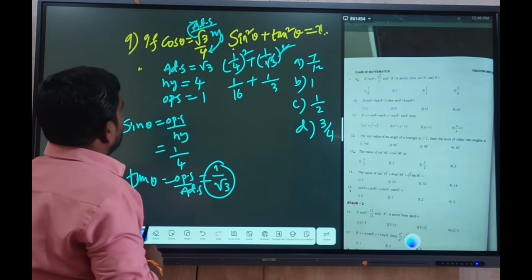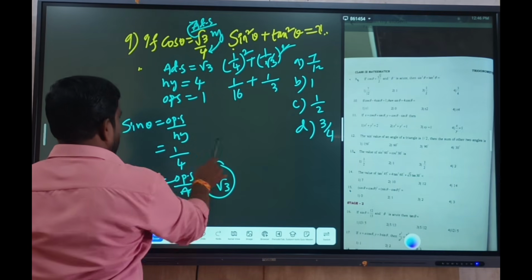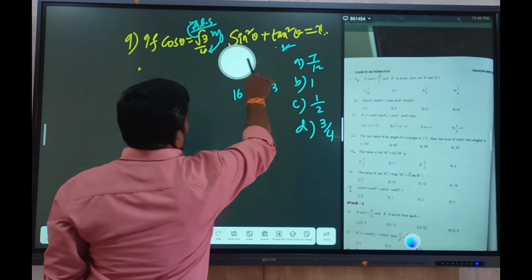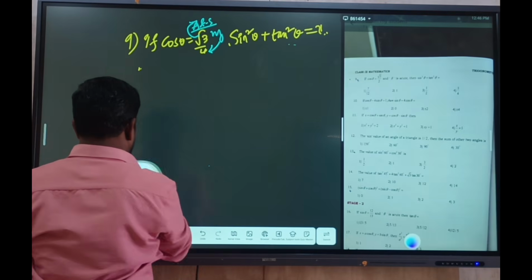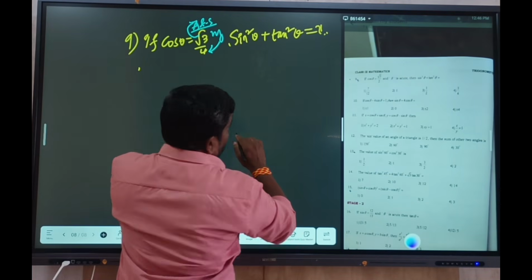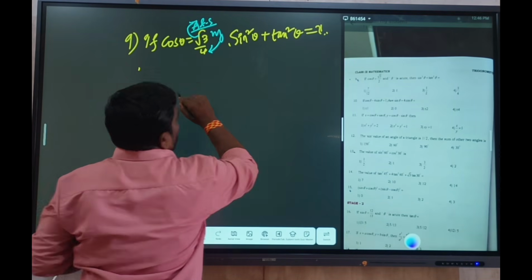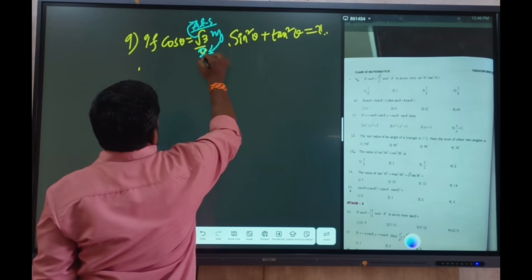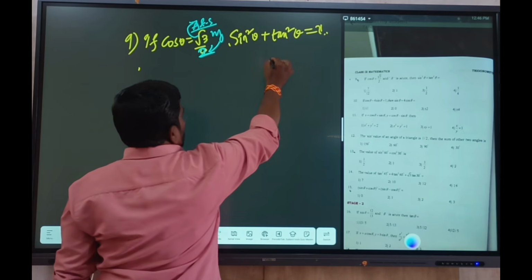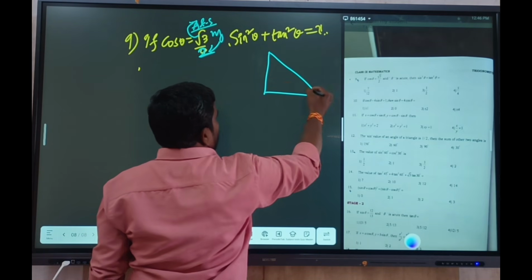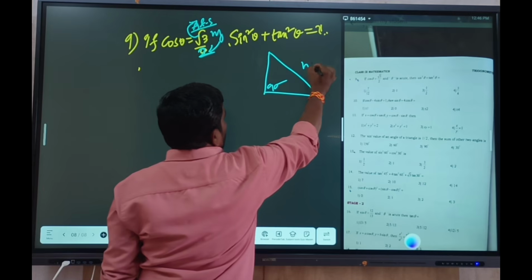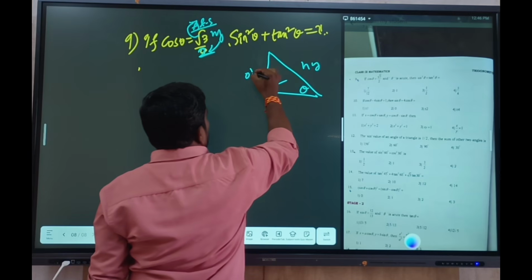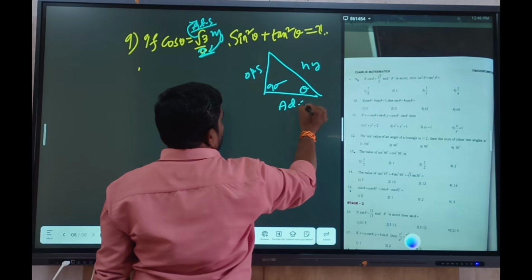Suppose now I am taking a right triangle, and cos theta is equal to root 3 by 2. So listen, I am taking a right triangle with 90 degrees, the hypotenuse, theta, the opposite side, and this is the adjacent side.